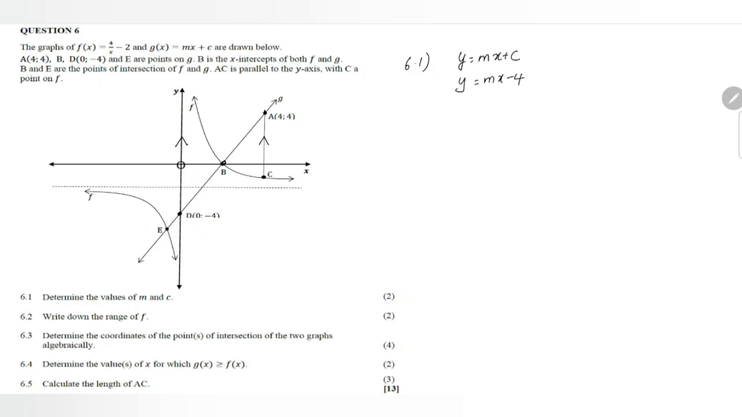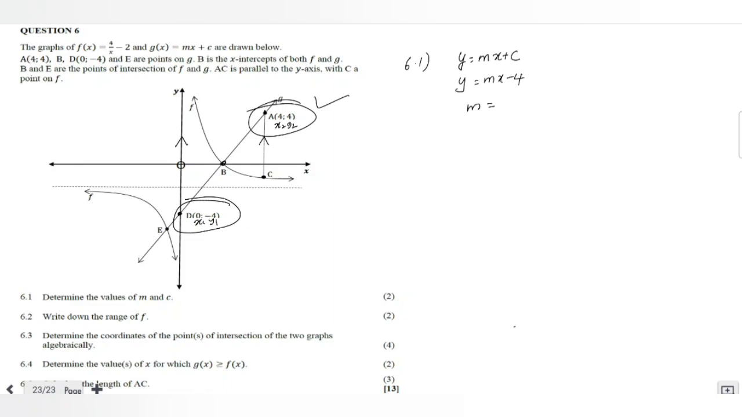Now we are left with m. What is m? m is the gradient. You can use this point and this point, then apply the gradient formula. Or just substitute this point in this equation and solve for m. Both will give you the same answer. Let me go with the gradient formula. I'm calling this one (x1, y1) and this point (x2, y2), because two points on that line are available.